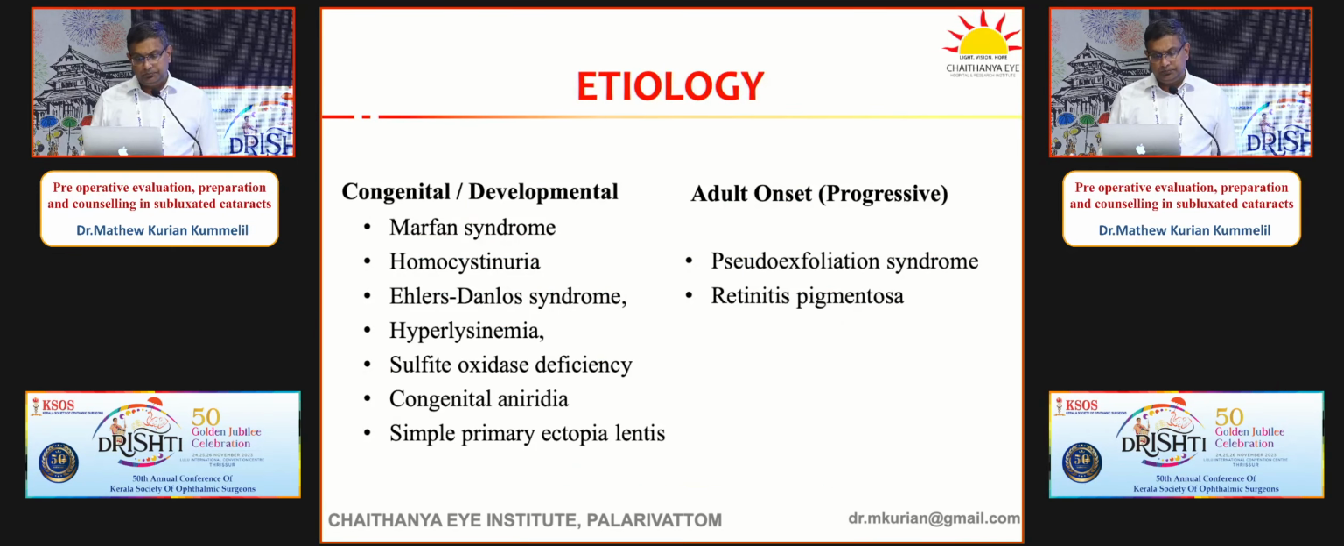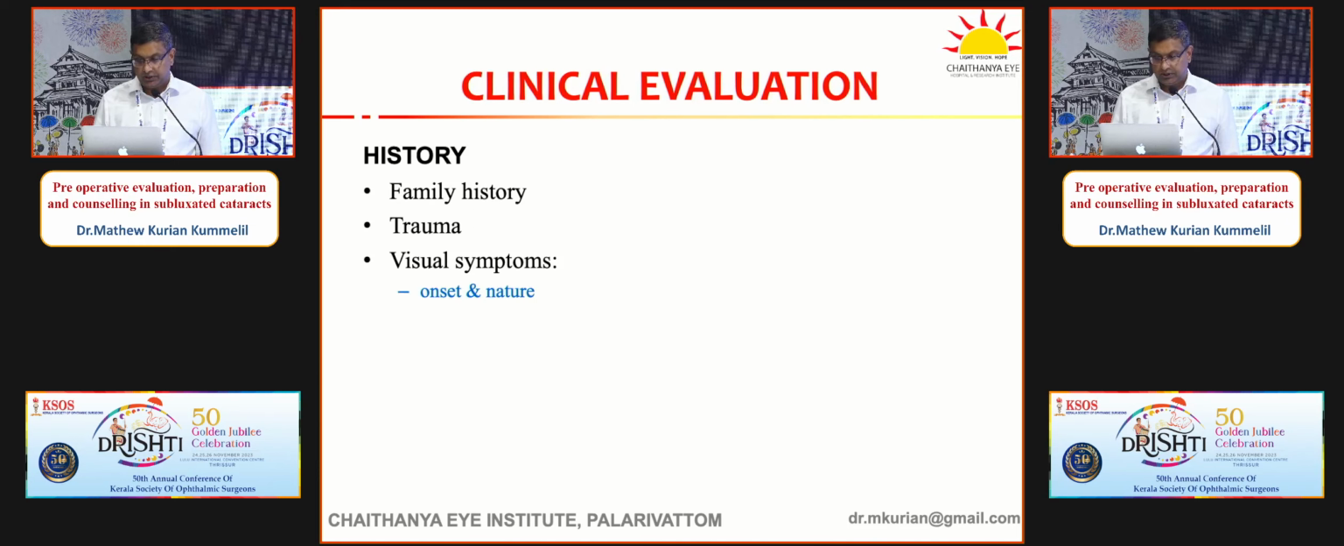The etiology is multifactorial: Marfan's, homocystinuria, usually a lot of syndromic conditions, so we should be looking at the general health of the person, not only for taking care at the time of anesthesia required in these people, but also to help localize the possible type of syndrome that has caused this disease. In adult onset, it is progressive. Pseudoexfoliation is the commonest in our situation, but retinitis pigmentosa is also pretty common.